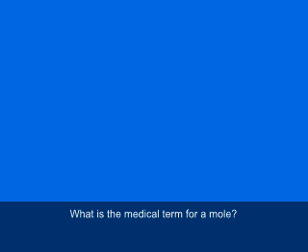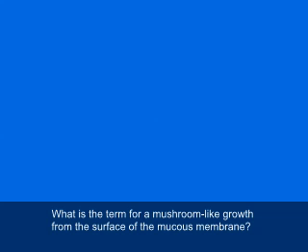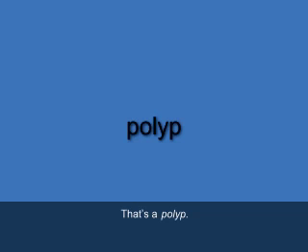What is the medical term for a mole? Nevi, nevi. What is the term for a mushroom-like growth from the surface of a mucous membrane? That's a polyp, polyp.